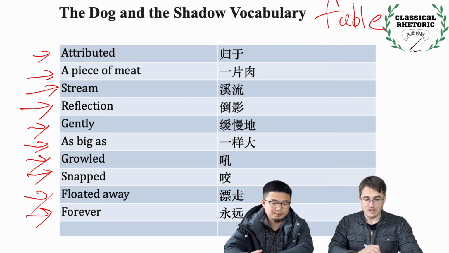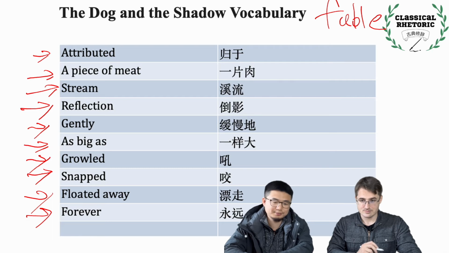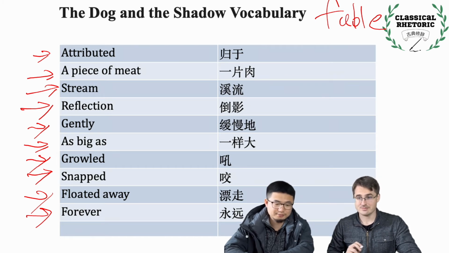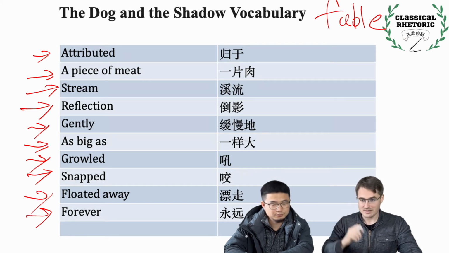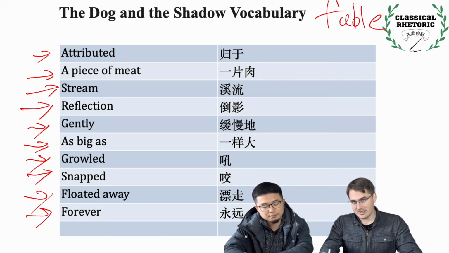Say it with me. Attributed. A piece of meat. A stream. A reflection. Gently. As big as. Growled. Snapped. Floated away. Forever. Okay. Now I'm going to give you an English definition.